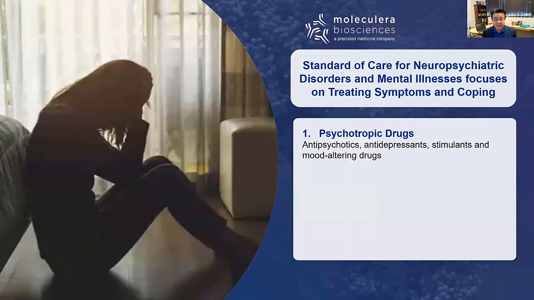Well, we know that standard of care for neuropsychiatric disorders and mental illnesses focuses on, as I mentioned, treating symptoms, and sometimes it's even said just to be able to cope. And so the standard of care is treatment with psychotropic drugs. And there are about 60 million individuals in the United States who are on many of these psychotropic drugs, of which many of them are doing some really amazing and fantastic things to help large populations of patients be able to actually return to some sort of normalcy in life.